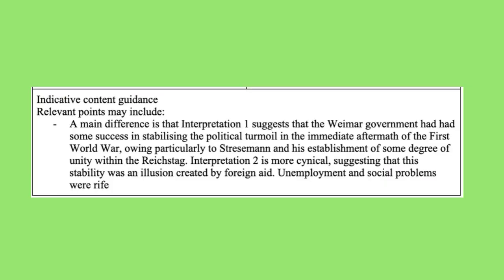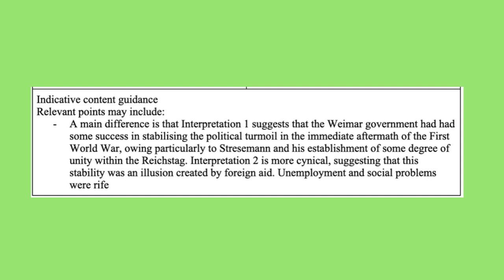Now, as a general rule, you're trying to make it as clear as possible what you're trying to argue to the examiner. So a good structure is to state what you think the difference is, state what it does in interpretation 1, what it does in interpretation 2, and then sum up why that makes them different. So you're making it really, really clear.